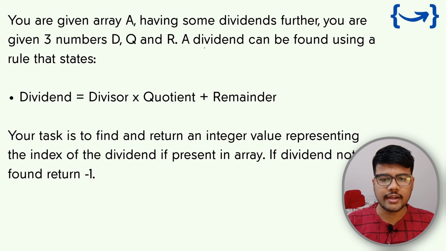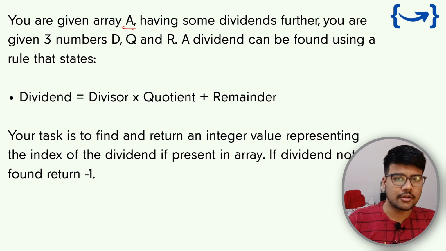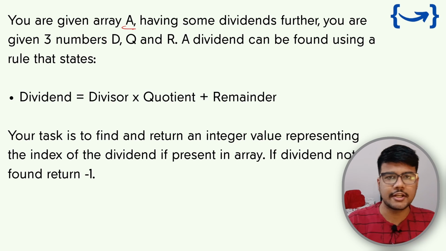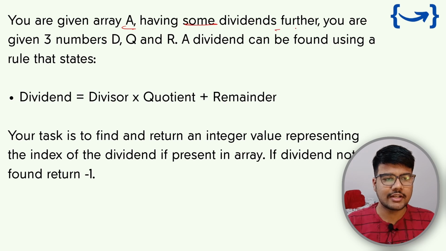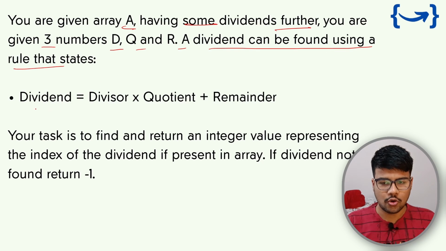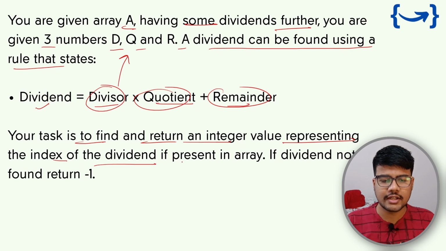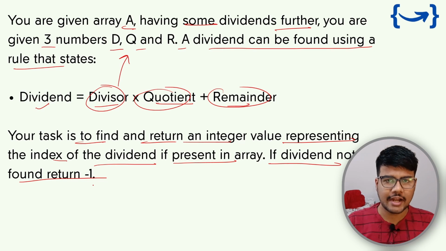Now, you are given an array A, and these problems were shared by a candidate who recently wrote this Accenture online assessment, and a few more are lined up for you. So you just need to focus here. You are given three numbers, D, Q, R. A dividend can be formed using the rule: dividend equals divisor times quotient plus remainder, and all three terms are given. Your task is to find and return an integer value representing the index of the dividend if present in the array, or if the dividend is not found, we need to return -1. A pretty standard, straightforward problem.